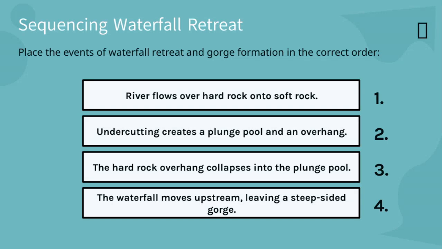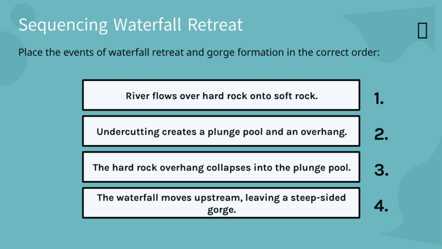The correct order is: first, the river flows over hard rock onto soft rock. Second, undercutting creates a plunge pool and an overhang. Third, the hard rock overhang collapses into the plunge pool. Fourth, the waterfall moves upstream, leaving a steep-sided gorge. This sequence is very important for GCSE exam answers.